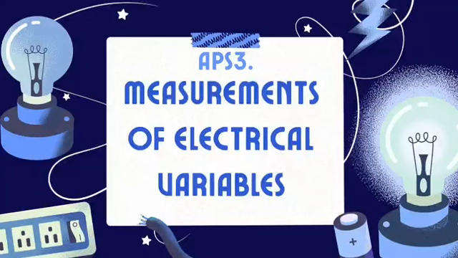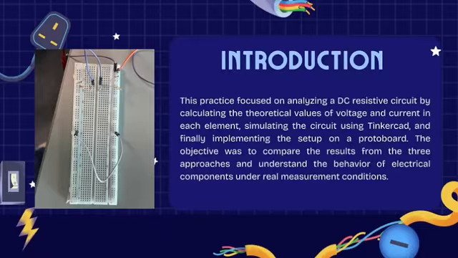APS3 Measurements of Electrical Variables. This practice analyzes a DC resistive circuit using theory, simulation, and a real protoboard, set up with the goal to compare three methods and understand how electrical variables behave in real conditions.